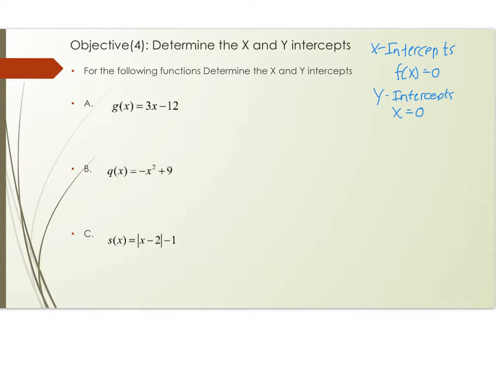So now we're going to look at the first function. G of x is equal to 3x minus 12, and we'll find the x-intercepts first. So the x-intercepts, I'll just put x-intercepts.